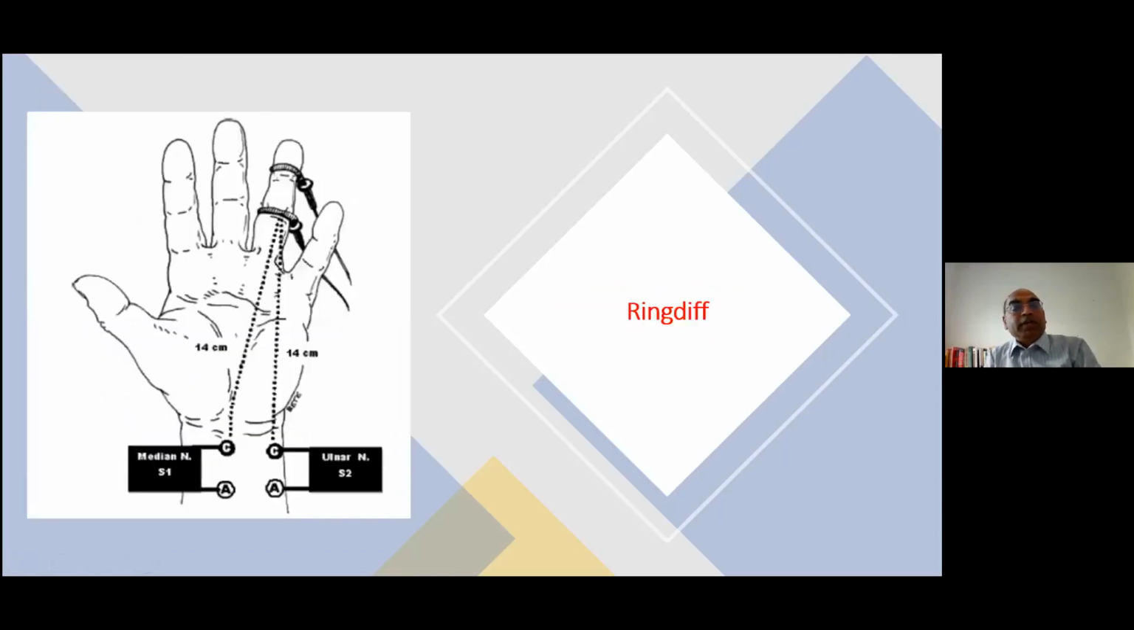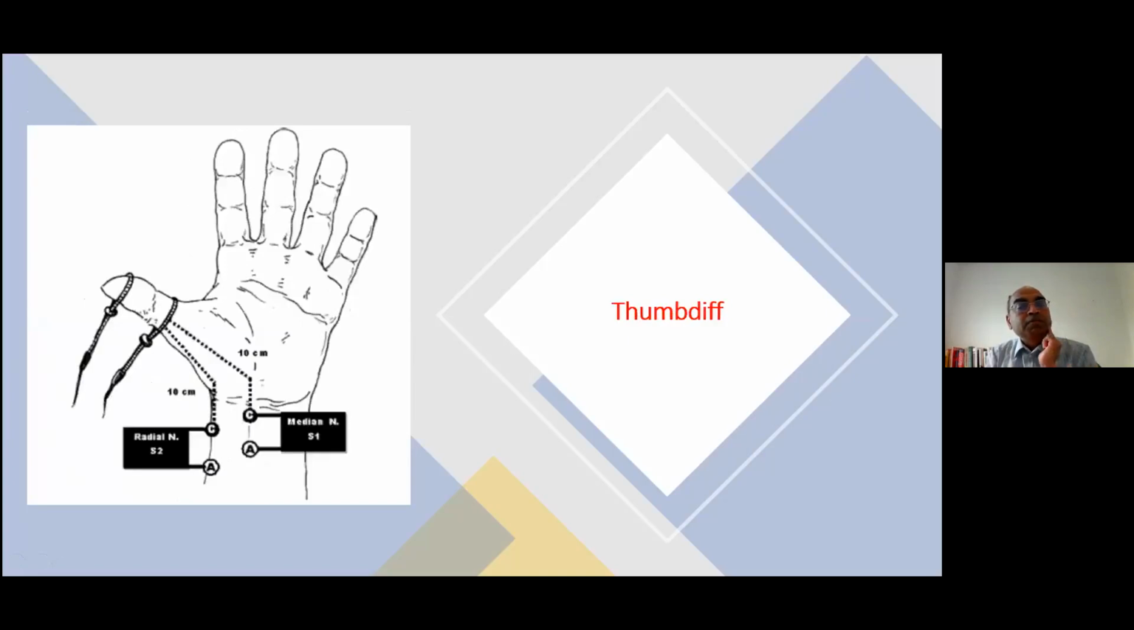And this is a ring finger wrist to median wrist to ring, and ulnar wrist to ring, and then take the difference of the peak latencies, which is anything more than 0.4 is abnormal. I mean, the delay should be in the median side. And this is the thumb diff. So the short segment, 10 centimeter, because all the values are standardized for those measurements.